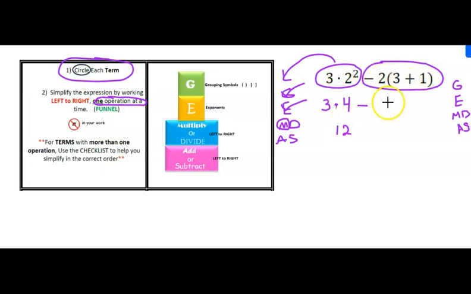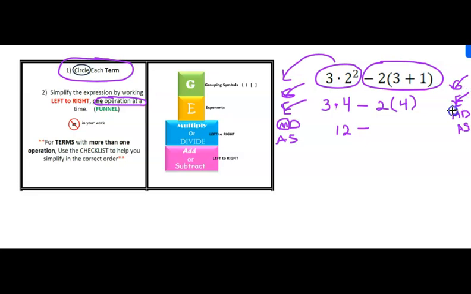Now I'm going to come over to this side and I'm going to handle this chunk. 2 times the quantity 3 plus 1. Well, there are grouping symbols, so I'm going to do that first. 3 plus 1 is 4. So it's 2 times 4. Now I'm going to put my minus sign in and I'm going to do 2 times 4.